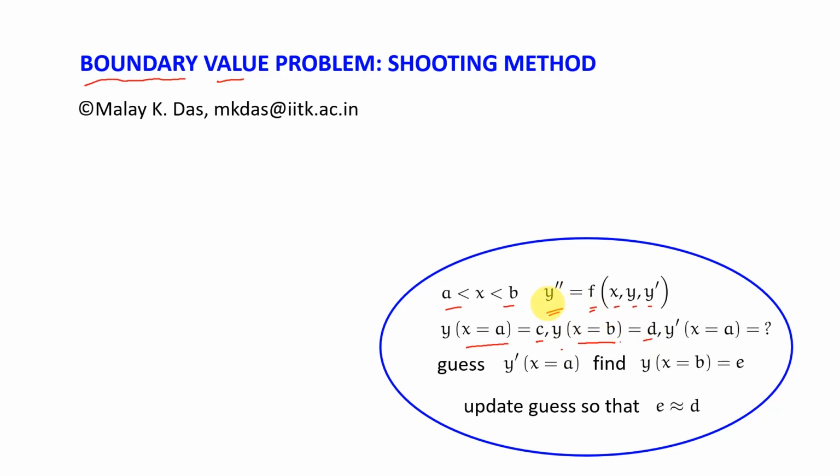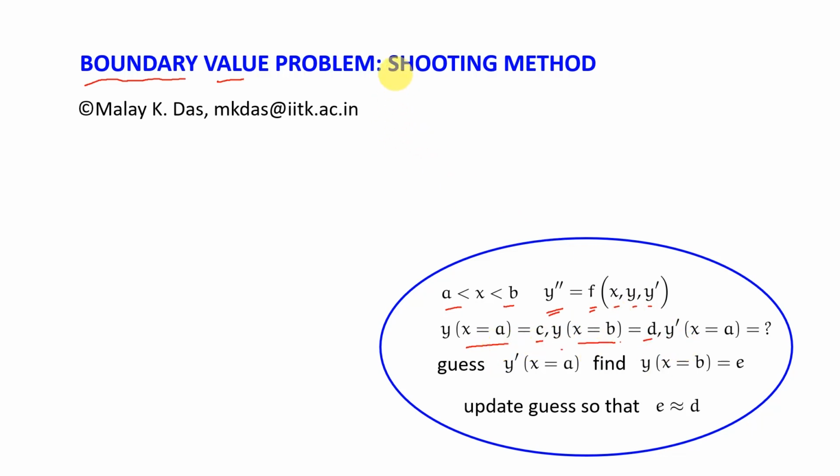Since in our differential equation we have y double prime, this is a second order equation, so we need two boundary conditions. These are the boundary conditions here. If instead of y at x equal to b, we know y prime at x equal to a, then it becomes an initial value problem. But we don't know y prime at x equal to a. So right now it's a boundary value problem with y double prime as a function of x, y, y prime, and the values of y at x equal to a and x equal to b are given.